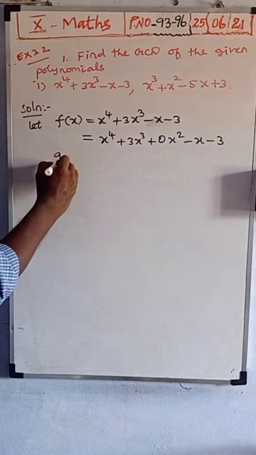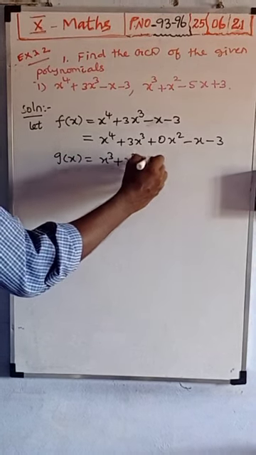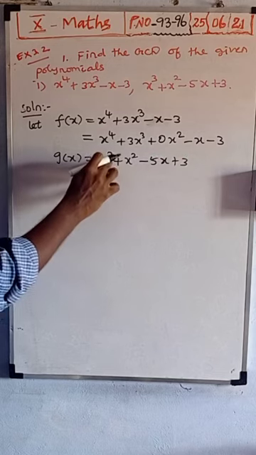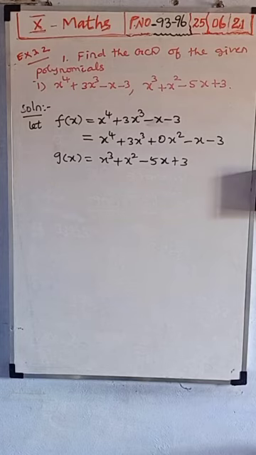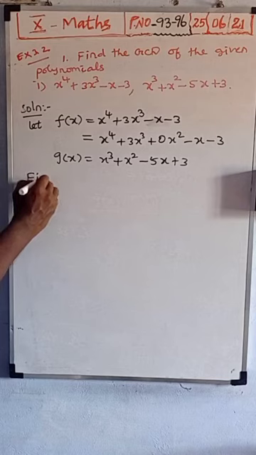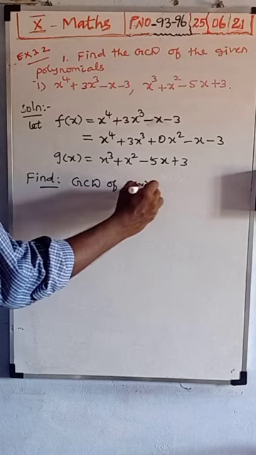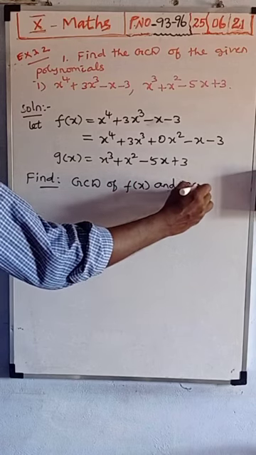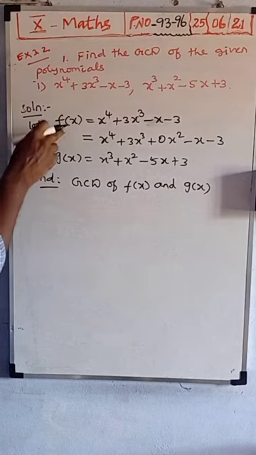Now g of x is equal to x cube plus x squared minus 5x plus 3, the second polynomial. It starts with the cube, next is the square term, x term and constant term. So all the terms are present. Now you see what we want to find: the GCD of these two polynomials, f of x and g of x. You can choose p of x, q of x also, whatever letter we can choose. I have chosen here f of x and g of x.